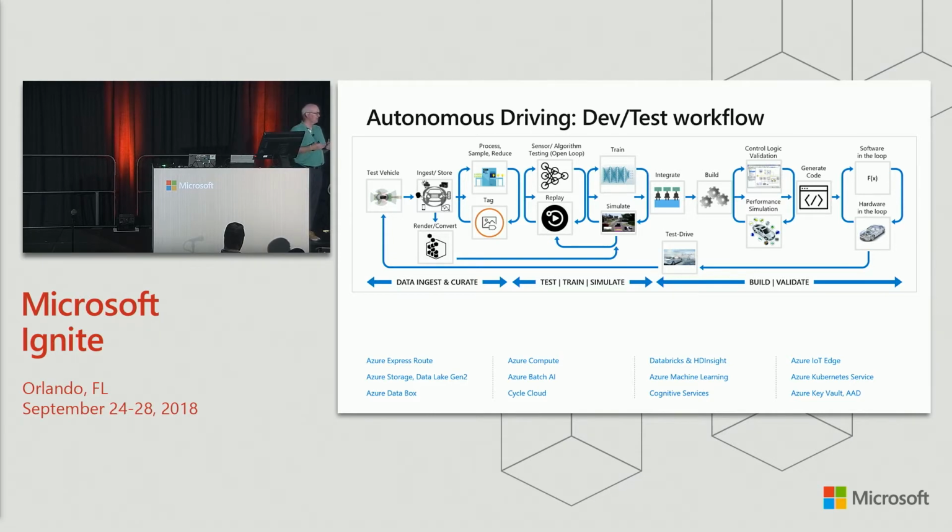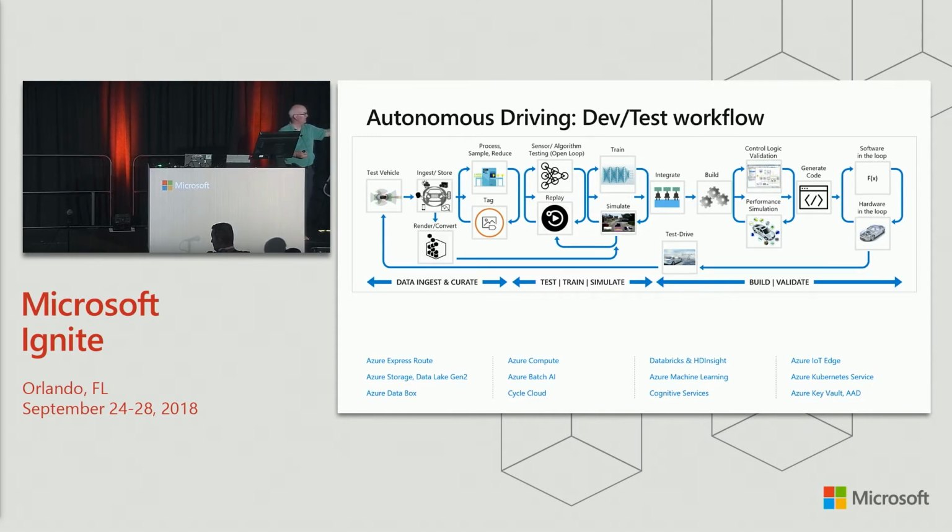But I'm using it because I want to drill in on a couple of these and show what we have done. So if you look at the leftmost part of it, you see the test vehicle. So autonomous driving is a lot about test vehicles driving around the road across the world collecting data, right? All sorts of data that they're then ingesting and storing in a storage system, in our case, in Azure Data Storage.